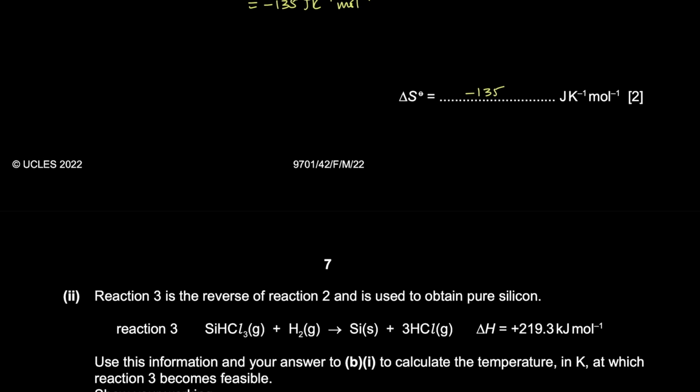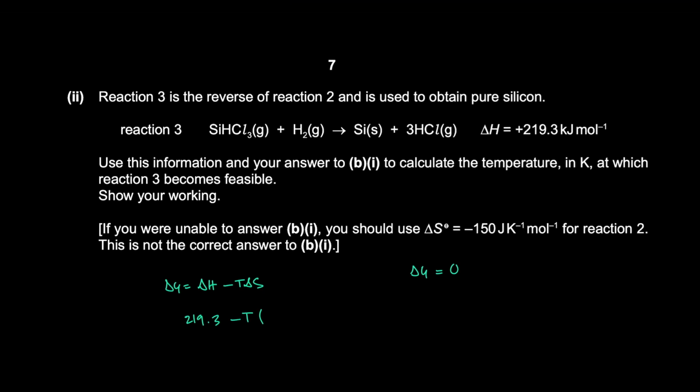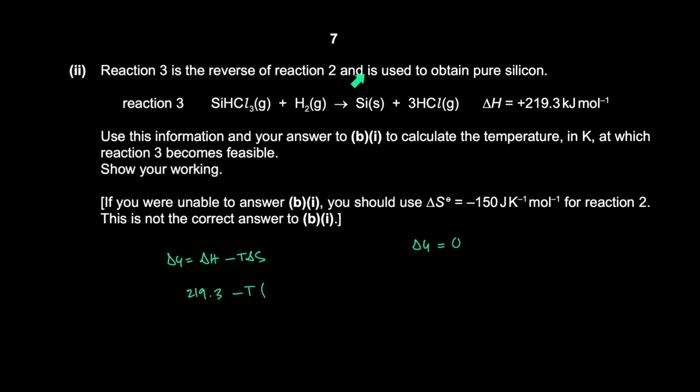So in the previous part, we had an entropy change of negative 135 joules per Kelvin per mole, right? That was this reaction from products to reactants. So this reaction over here, as it's shown, will have an entropy change of positive 135 joules per Kelvin per mole, right? So convert that to kilojoules. We divide by 1000, okay?